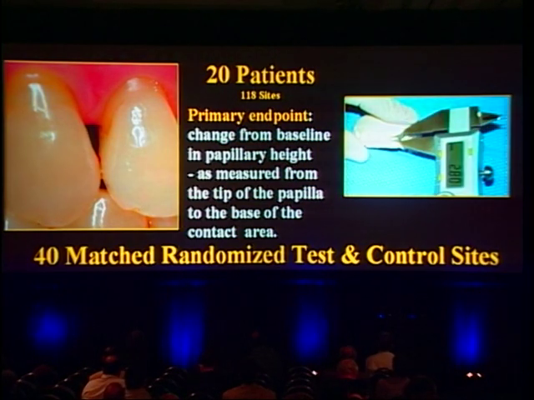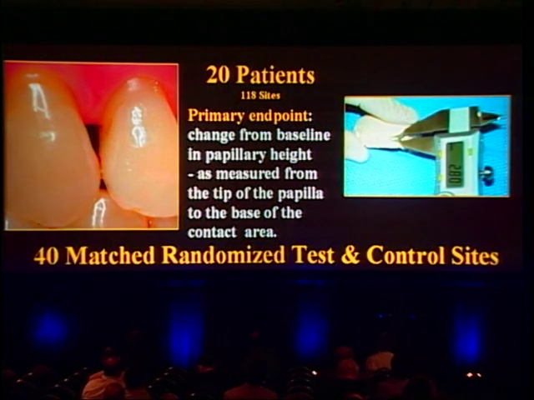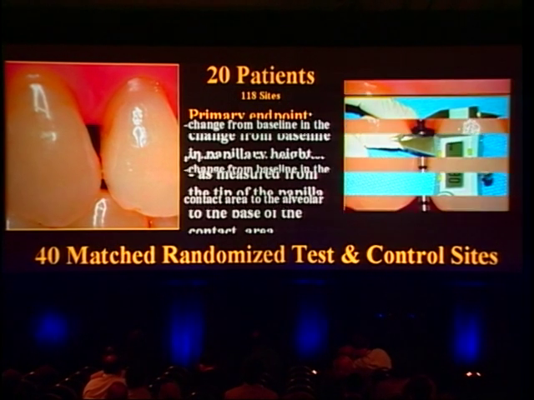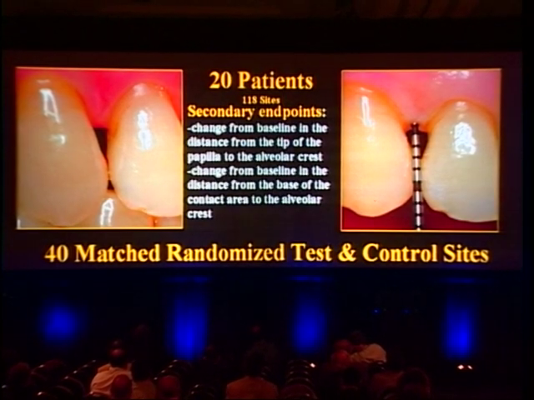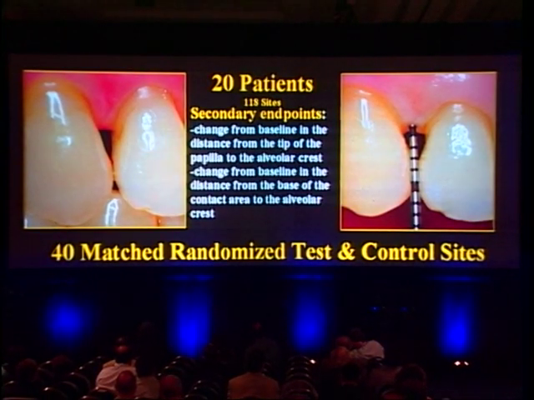We're also making models at day 0, at 4 months and 12 months, and measuring them with a digital caliper. We're also interested in hard tissue changes as well as soft tissue changes, because theoretically these fibroblasts could influence hard tissue changes as well. So as secondary endpoints, we are looking at change from baseline in the distance from the tip of the papilla to the alveolar crest.